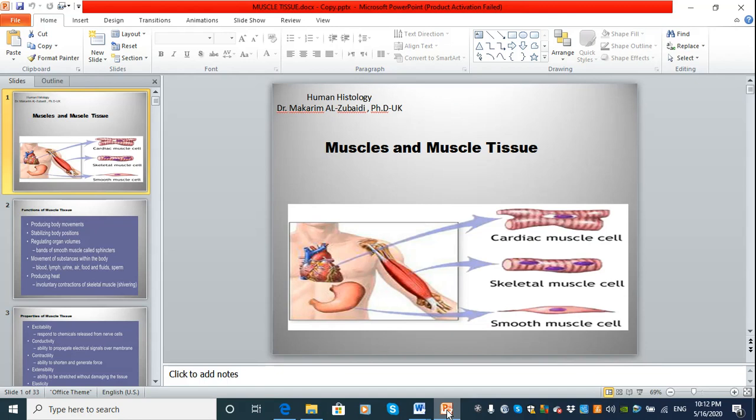Skeletal muscle is the most abundant type of muscle. There are more than 400 distinct muscles distributed around the human body, and it is the only muscle under voluntary control. It represents approximately 40% of the body weight.